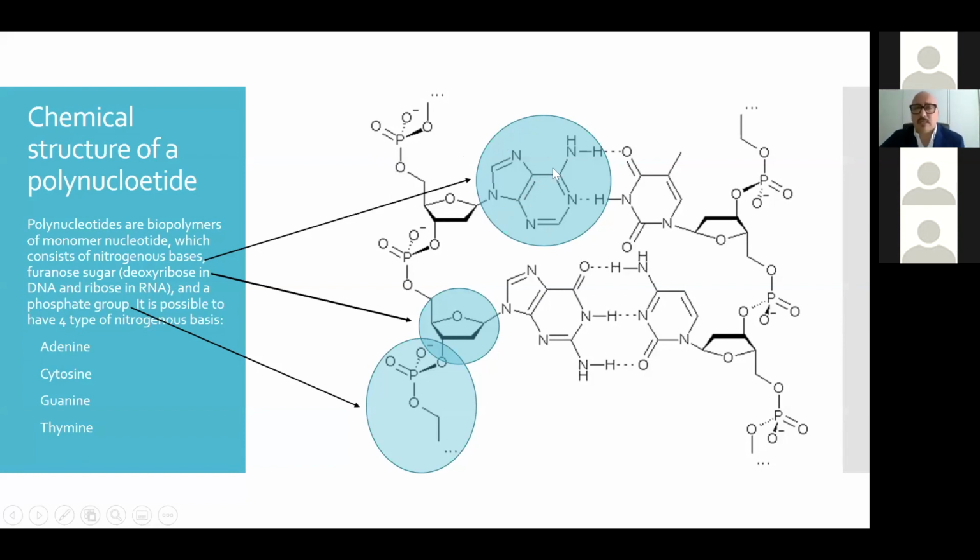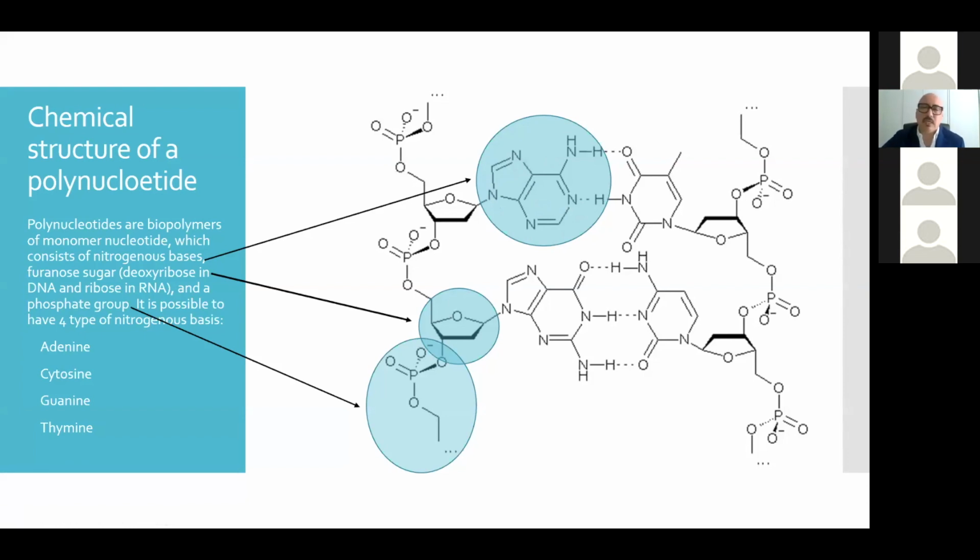Another important chemical characteristic of polynucleotides are the nitrogenous bases. As I said before, the possibilities of the nitrogenous bases are four: the adenine, the cytosine, the guanine, and the thymine. All these molecules have a very important characteristic. Do you see this double line? The double line in chemistry means the double bond, and in a molecule like this we have a conjugated double bond. In chemistry we call this an aromatic structure.